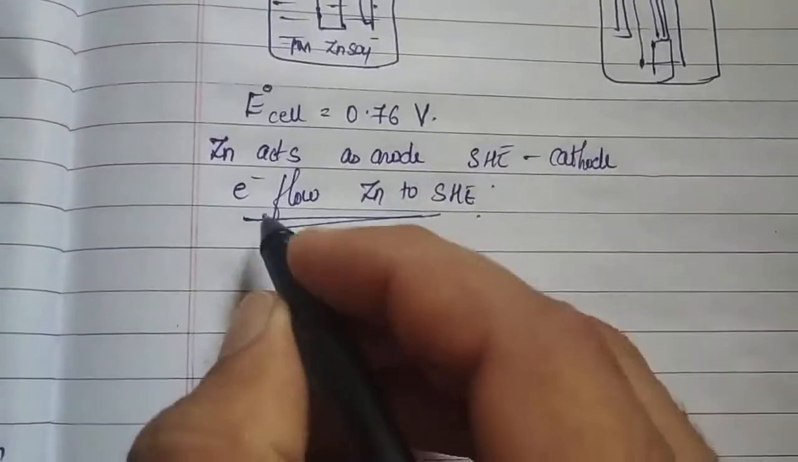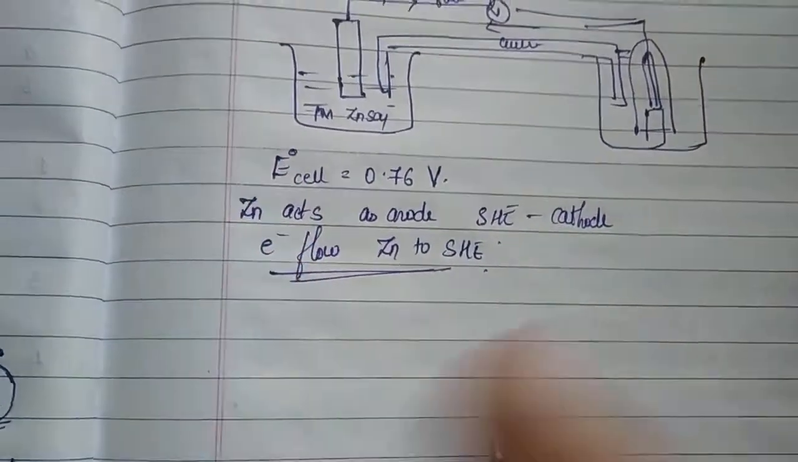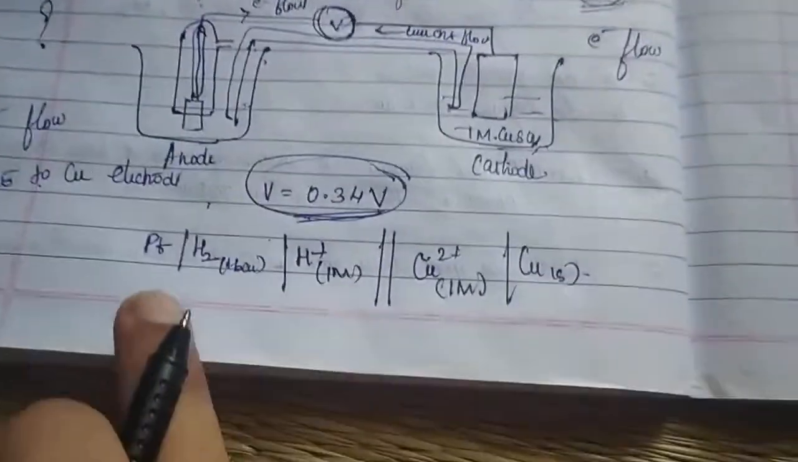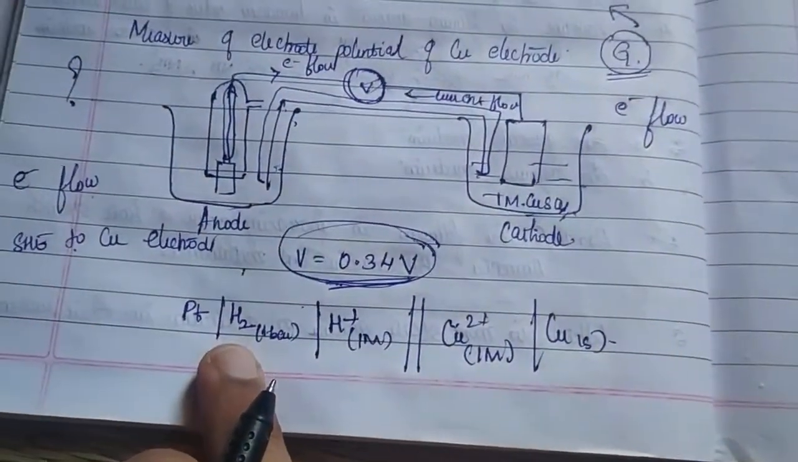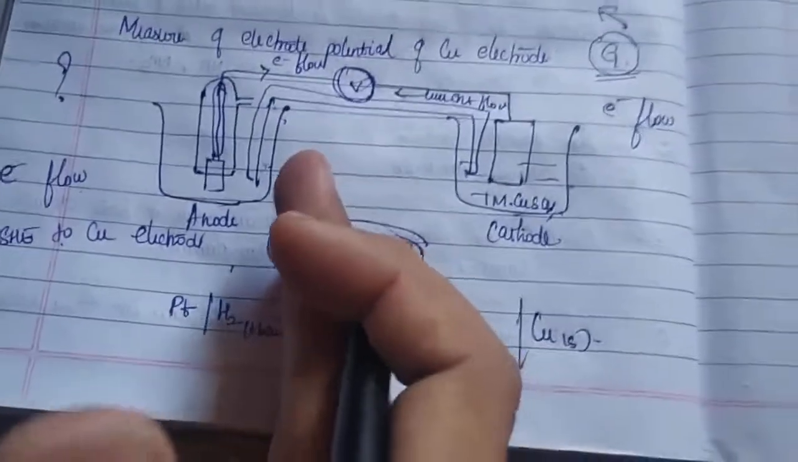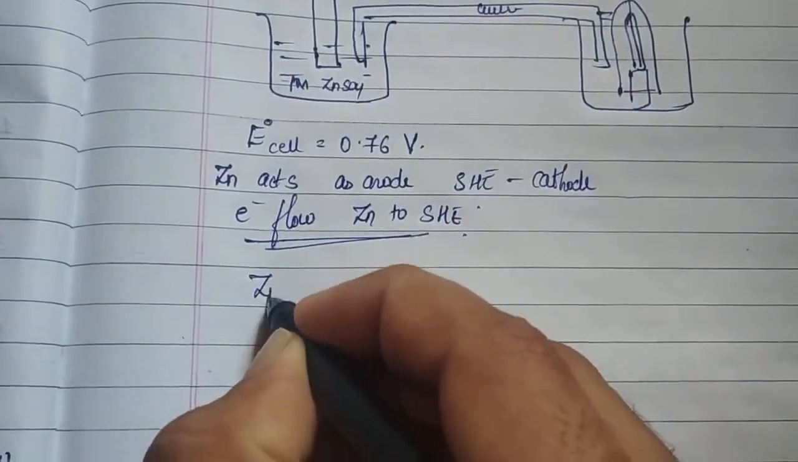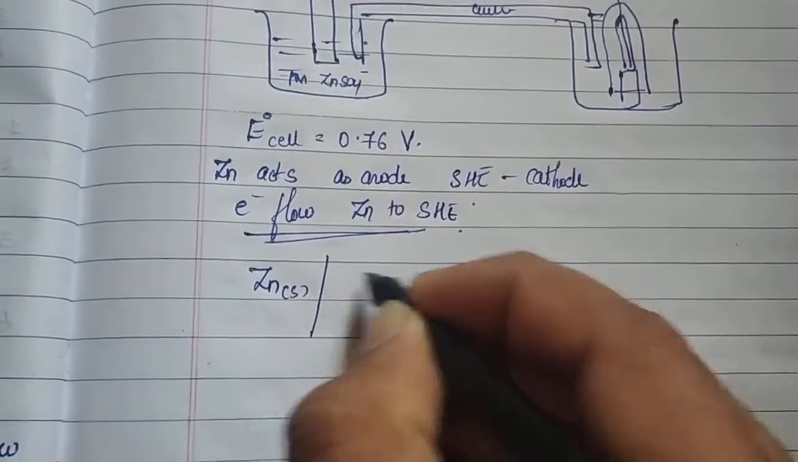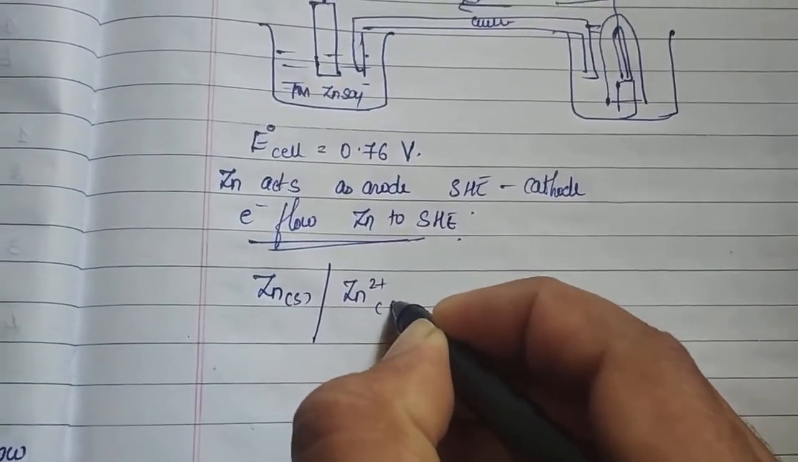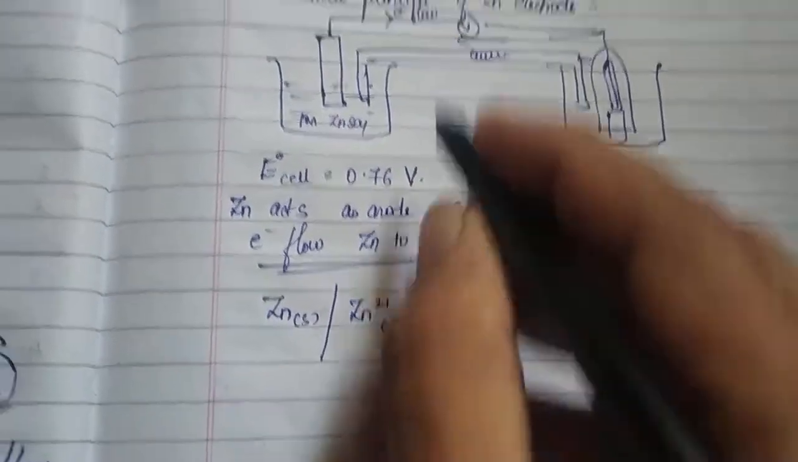Then comes the next important point, which is cell representation. How can we represent the cell now? In the copper case, since SHE was acting as an anode, we kept it at the left position. Now which acts as the anode here? Zinc. So zinc goes at the extreme end, which is solid, single bar, Zn2 plus, which is aqueous.